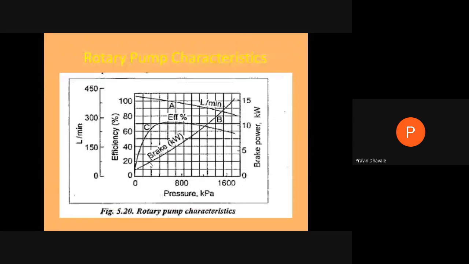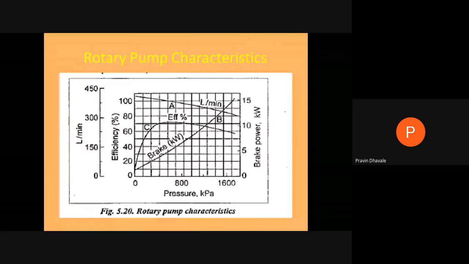The other characteristics are related to the rotary pump. In a rotary pump, if we consider, this will be the discharge. This will be the delivery pressure or discharge pressure. On this axis, brake power, that is the output.